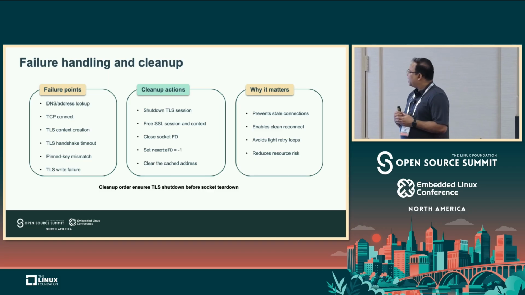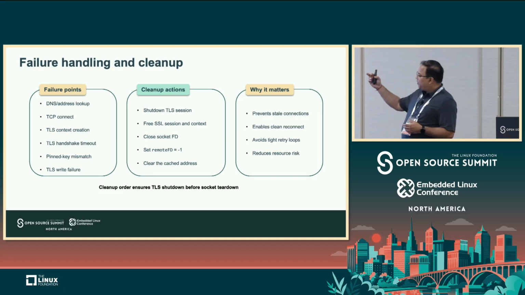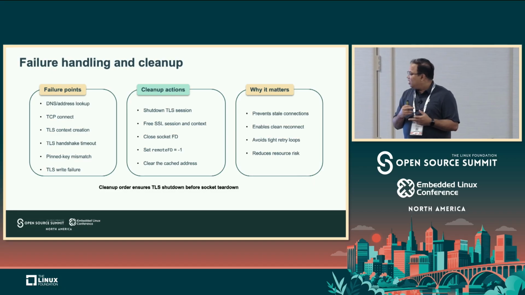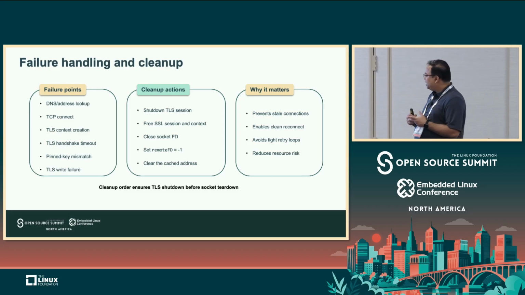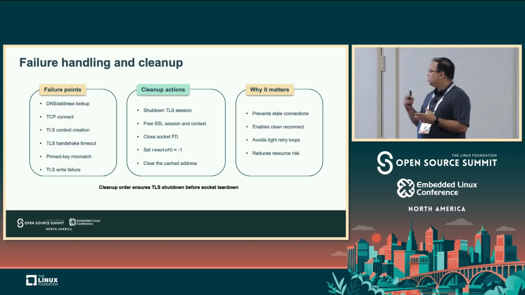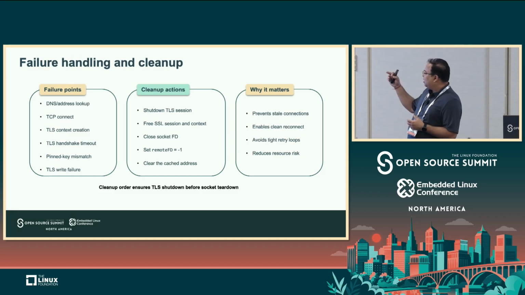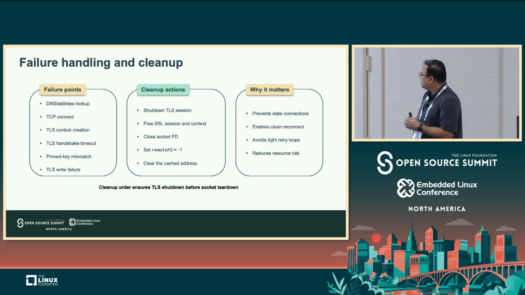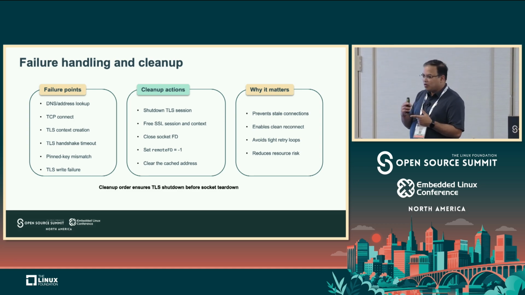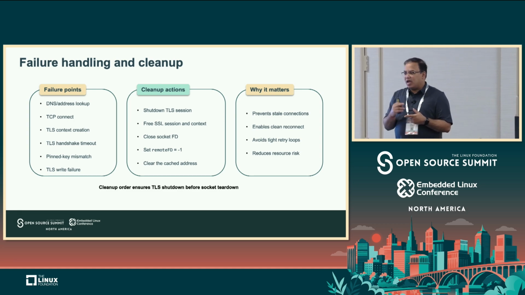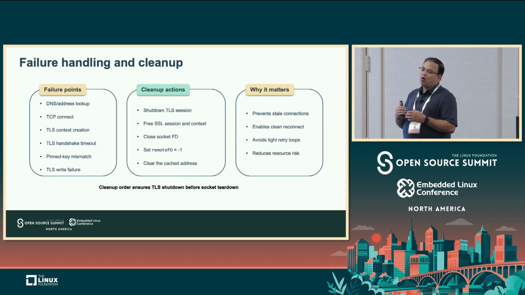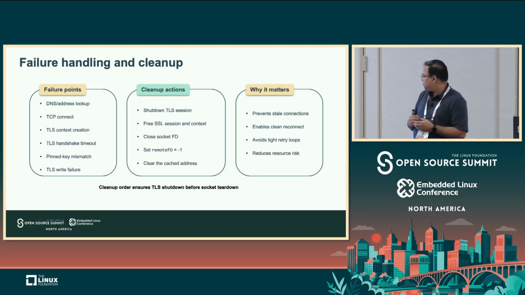This is about the failure handling and cleanup. So we have different failure points like DNS address lookup failure, TCP connect failure, TLS context creation failure, handshake timeout, pinned key mismatch, TLS write failure. For all these things, we ensure that proper cleanup is done. We shut down the TLS session. We free all the SSL session context resources. We close the FD. We set the remote file descriptor to a negative value and clear all the cached addresses which are present in the system.